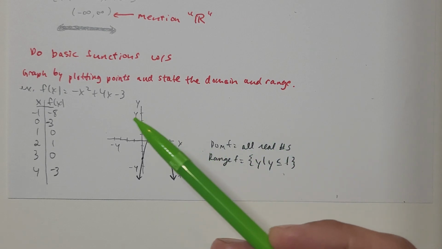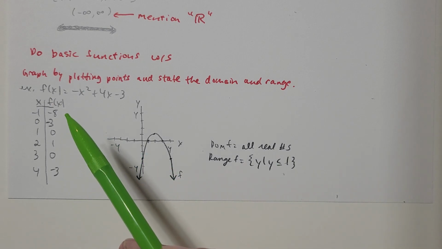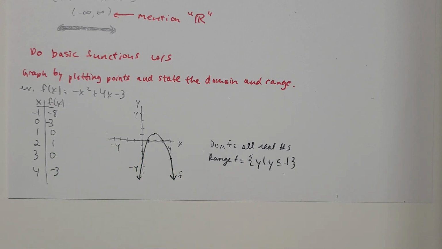What if we had the function f of x equals negative x squared plus 4x minus 3? I'll go ahead and draw this curve here, and I'll just use some values for x and get some corresponding y values. y and f of x mean the same thing.